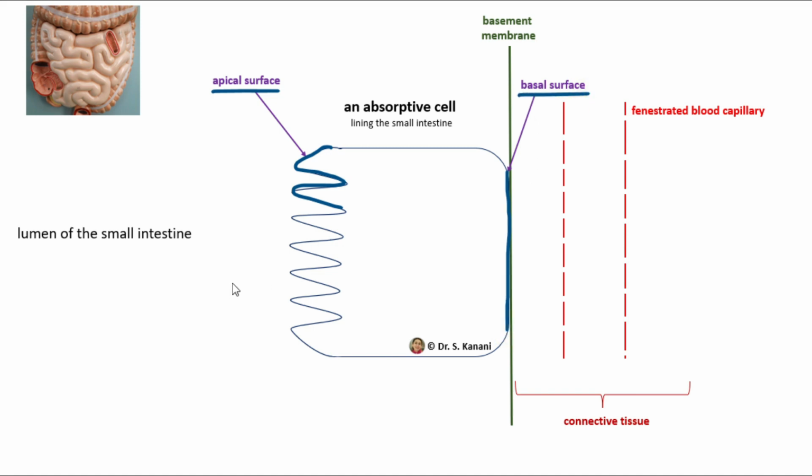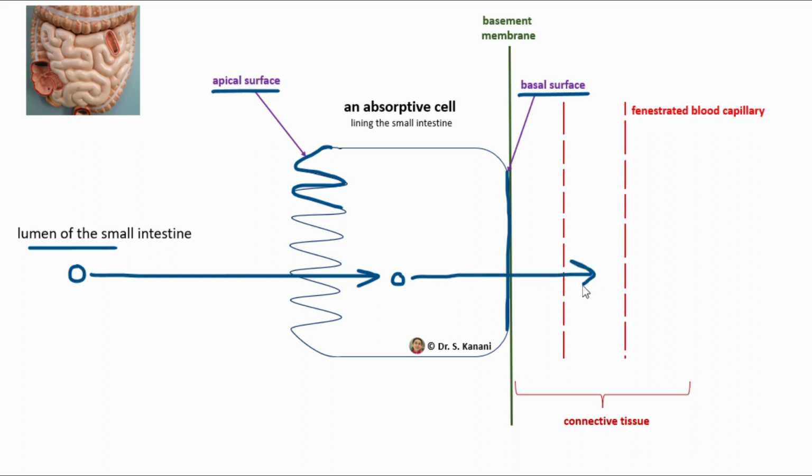And when we analyze the steps of absorption, first the nutrient is in the lumen of the small intestine. Then the nutrient must pass through the apical surface, get inside the absorptive cell, and then the nutrient has to pass through the basal surface in order to be absorbed into the blood capillary. So absorption requires two steps. First passing through the apical surface, then passing through the basal surface.